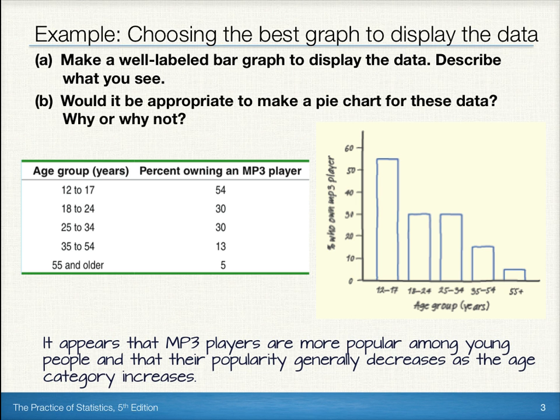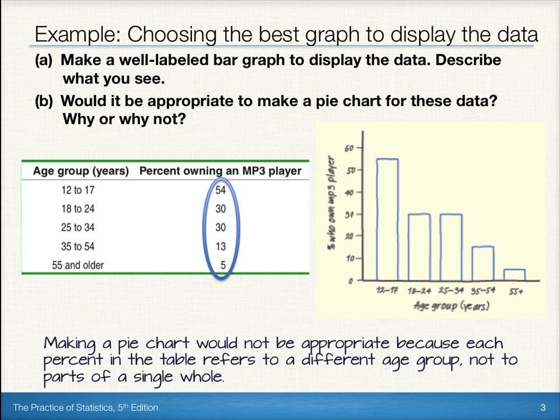The next step of the example asks whether or not it's appropriate to make a pie chart for these data, and explain why or why not. To answer this question, we'll want to look at the percents owning an MP3 player. Notice they range from 54% for the age group 12 through 17, down to only 5% for the age group of 55 and older. Also notice when we add these percents up, we get a number far greater than 100%. That alone tells us that making a pie chart would not be appropriate, because each percent in the table actually refers to a different age group and not to parts of a single whole.